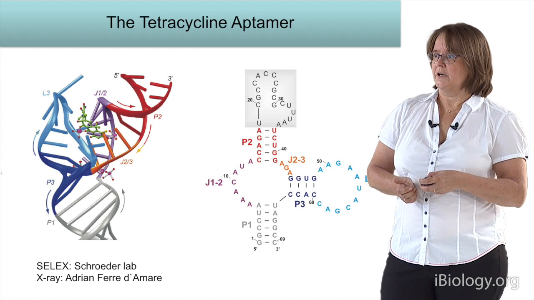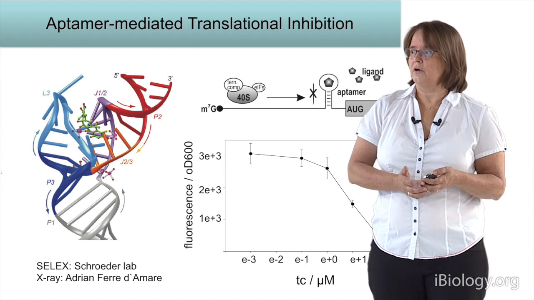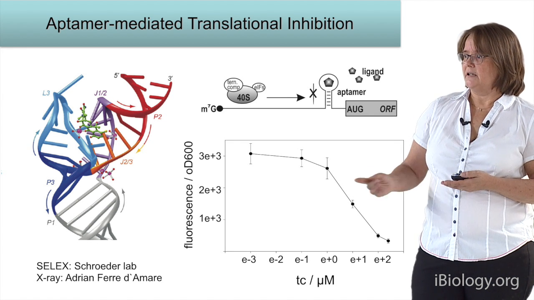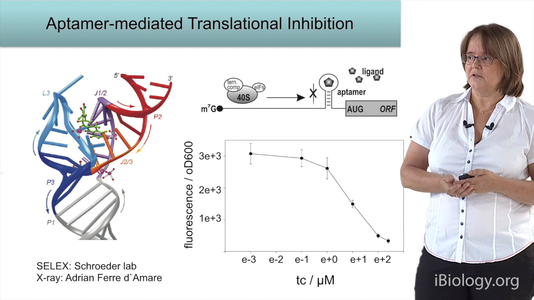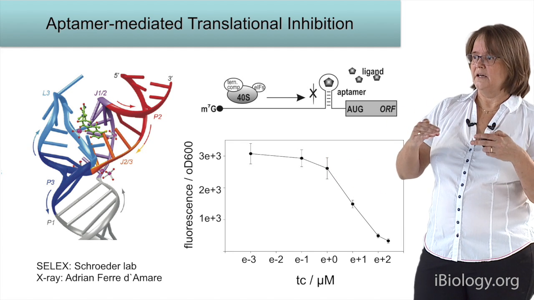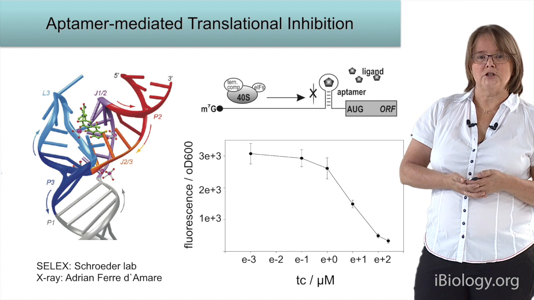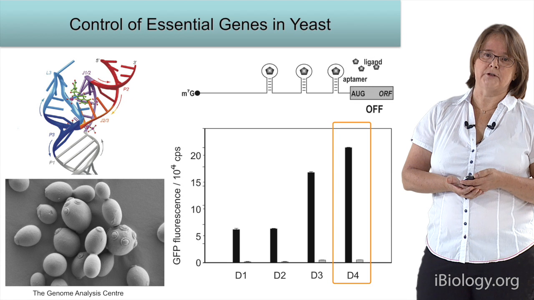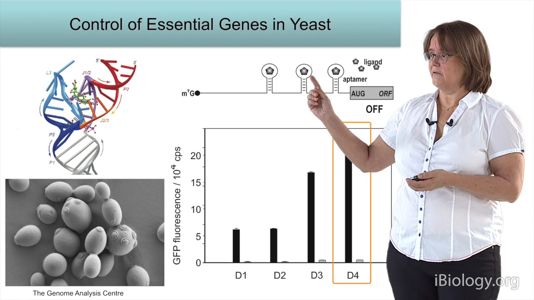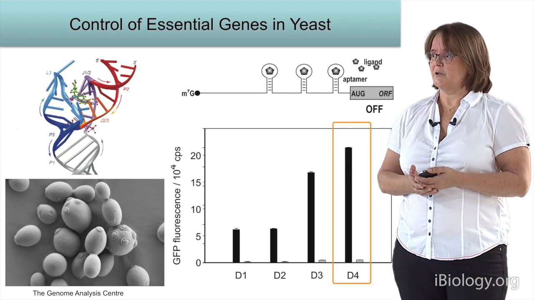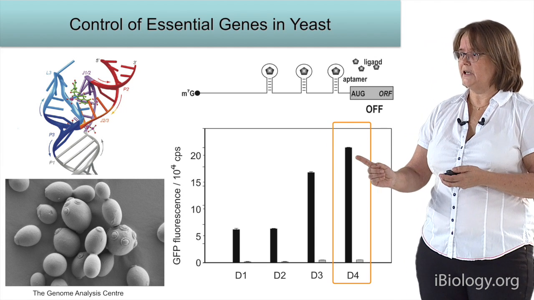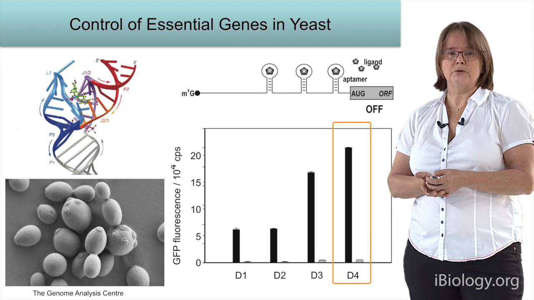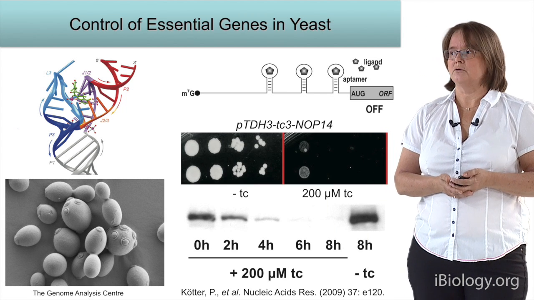And this aptamer we inserted in front of a GFP reporter gene in yeast. And here you can see that with increasing concentration of tetracycline in the broth, we obtain a decrease in the GFP fluorescence. The control is very tight. If you insert more than one, but 3 copies of this aptamer, then you obtain really a tight regulation of gene expression. You can even use this to control essential genes.